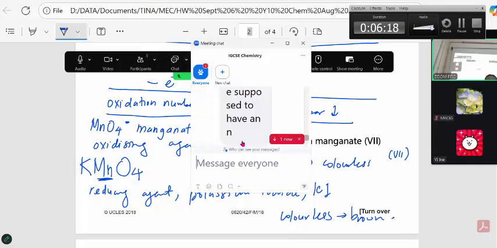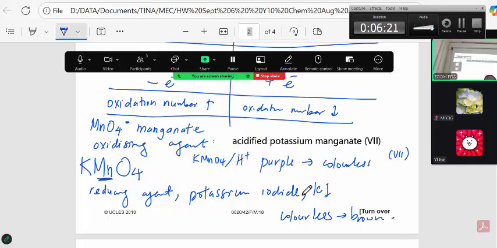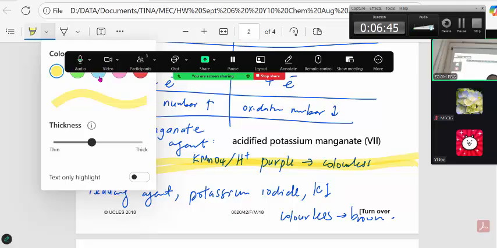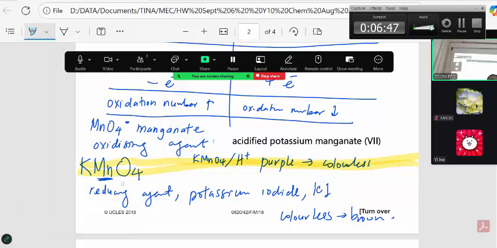Okay, and then this one is potassium iodide. The oxidizing agent will love to oxidize other people. That means the oxidizing agent is reduced. So the potassium manganate loves to take electron from other people. And then this one, the potassium iodide, it loves to give electron to other people. Make sense?